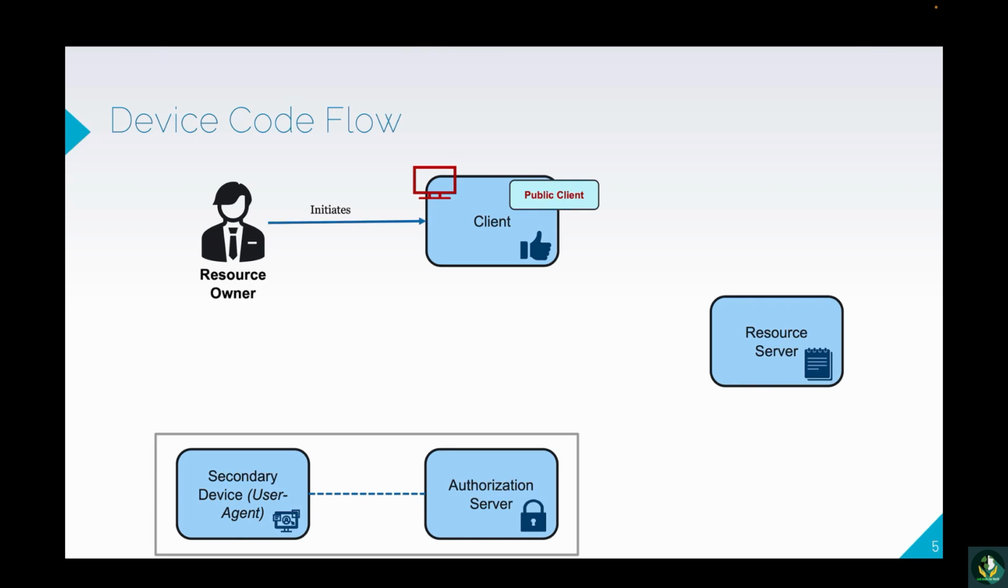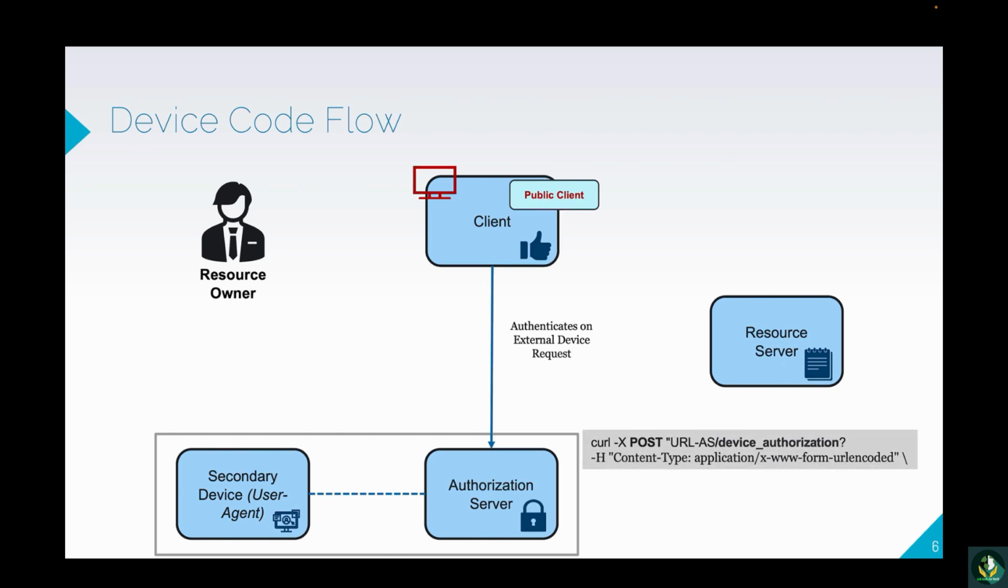The resource owner initiates the process, for example, by pressing a button or starting the device. The client sends an authentication request to the authorization server. Here's how the curl command looks.